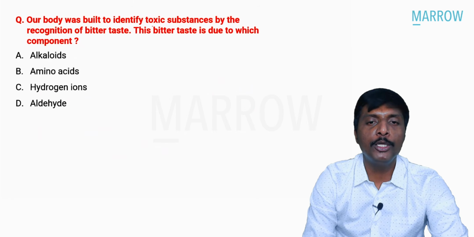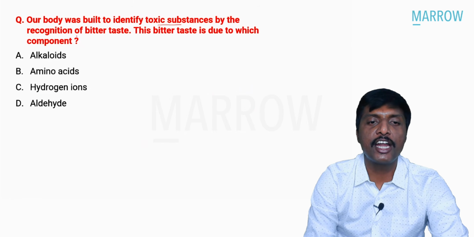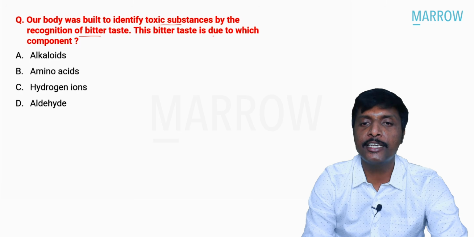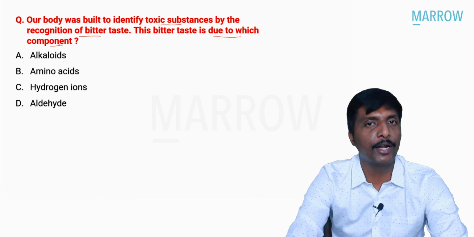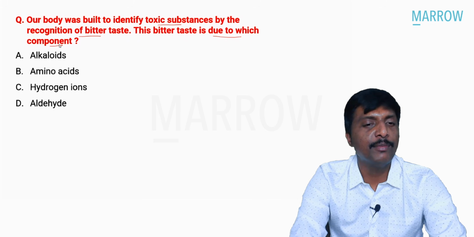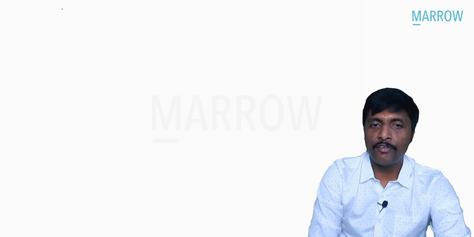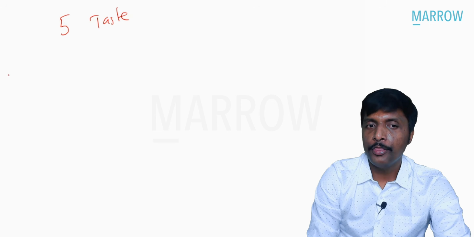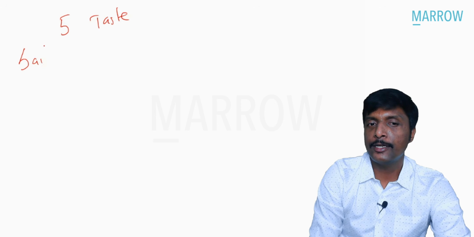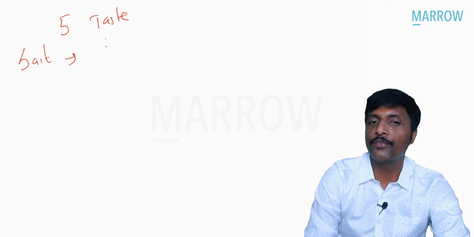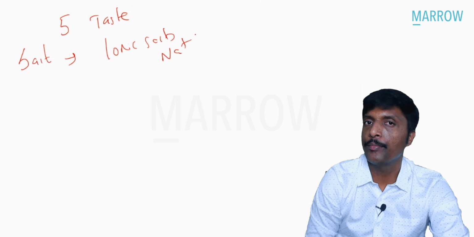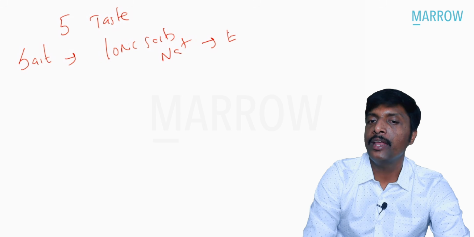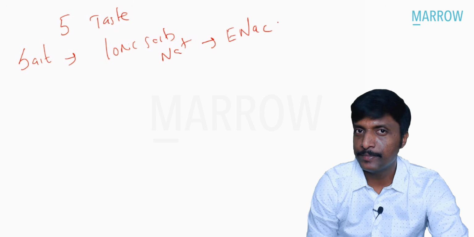Our body was built to identify toxic substances by the recognition of bitter taste. This bitter taste is due to which of the following components? The answer is very, very simple, guys. It is the alkaloid. How to remember this? There are 5 important taste senses. The first one, let's consider salt, is because of ionic salts, for example sodium, which is going to be detected by epithelial sodium channels.